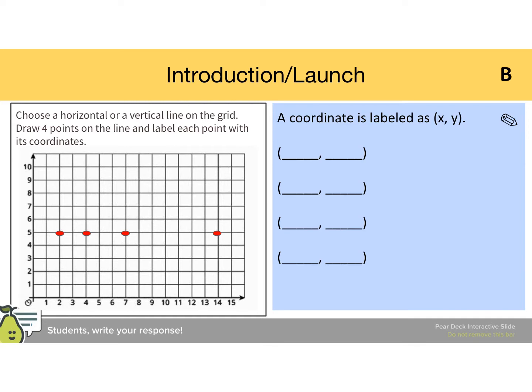And to help guide this conversation, you might want to ask questions like, how do you know the points fall on the same line? Or how do you know the points are on a horizontal or vertical line? Could you name other points on the same line? How far is each of the points from one another? Or how far is each point from the x-axis and the y-axis?